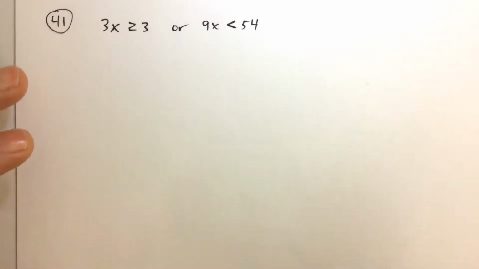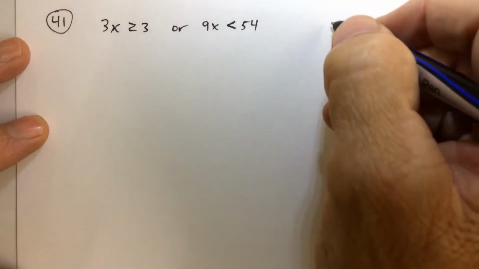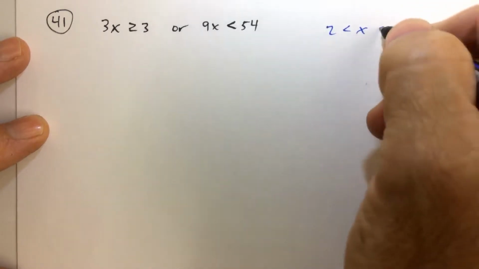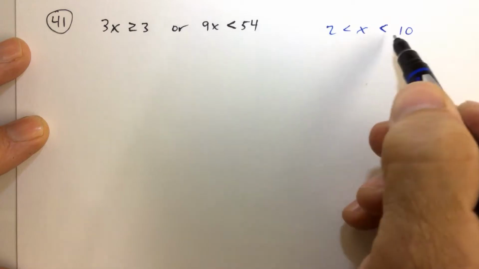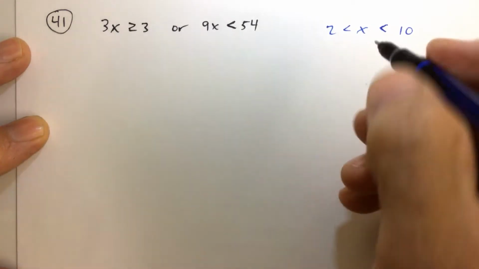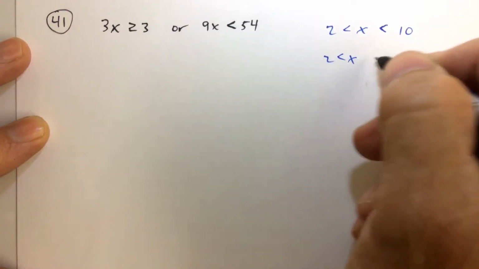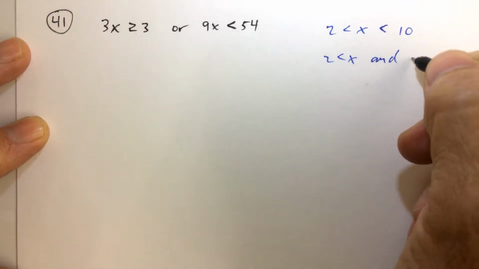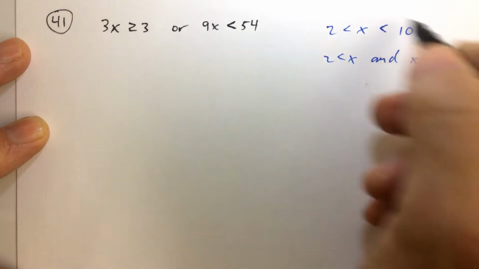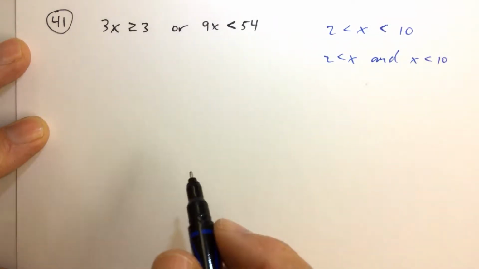So when you see an equation, something like 2 is less than x, less than 10, this would be a compound inequality. This is also a compound inequality. In fact, 2 less than x and less than 10 means 2 has to be less than x, and x has to be less than 10. So these are all examples of compound inequalities.